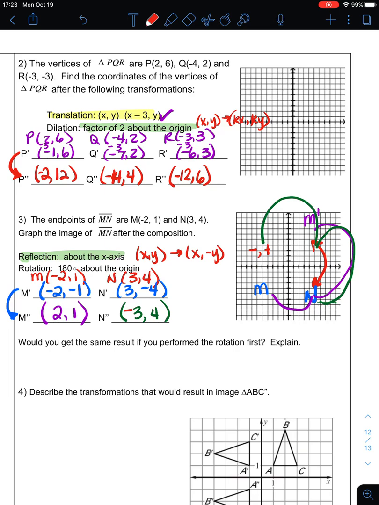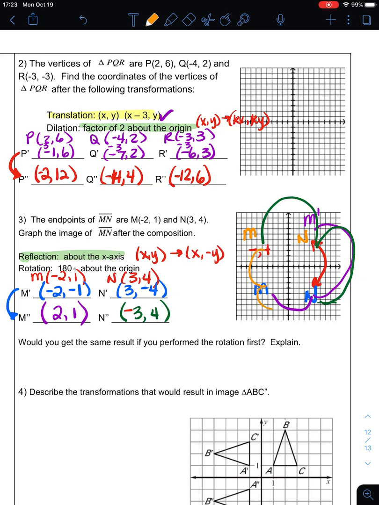So would you get the same result if you performed the rotation first? Probably so, but you need to always double check it. Sometimes it matters and sometimes it doesn't. If we rotated it first, let's just do a quick check. M started in quadrant 2, and so M was here, and N was in quadrant 1.